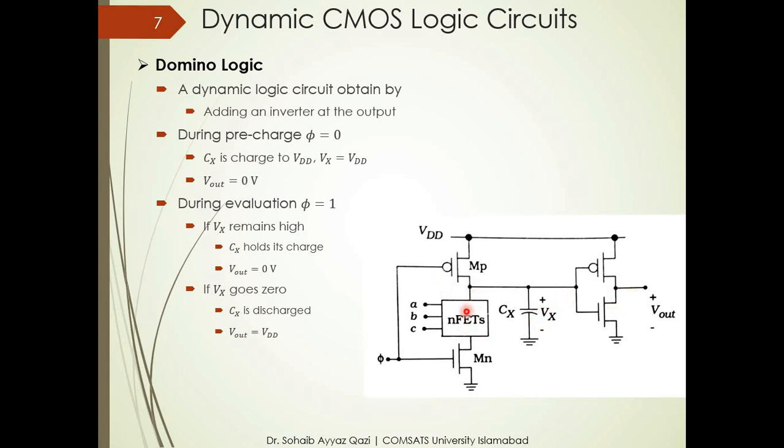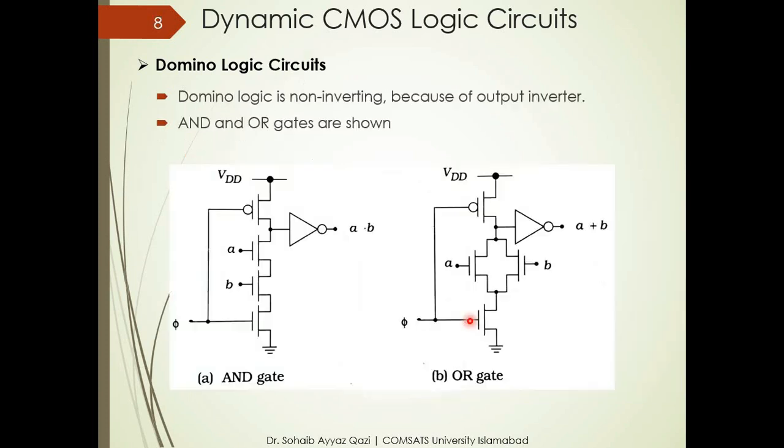So this basically represents a non-inverting logic circuit, because we have seen that dynamic CMOS represents inverted logic, since we have implemented a NAND gate. For example, if we have to implement an AND gate using dynamic CMOS logic circuits, we just have to add an inverter at the output. Similarly, if we have to implement an OR gate, we just apply a NOT gate at the output point. So these domino logic circuits represent non-inverting logic.